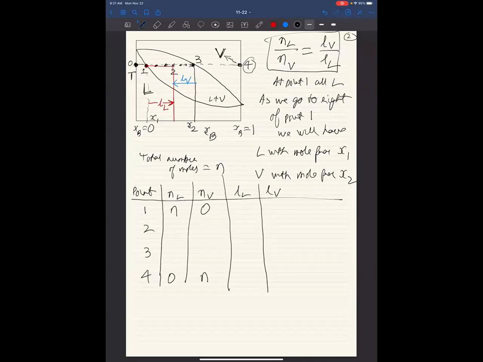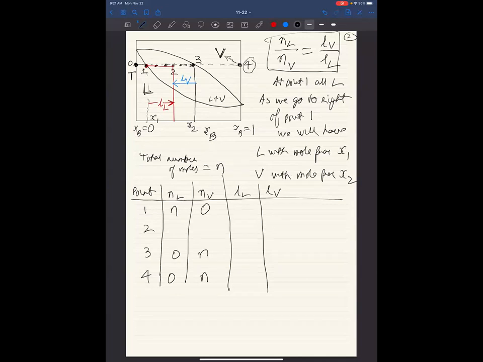Is point 0.3 really any different from 0.4 in terms of liquid and vapor? No, it's the same. Do you agree, Corina? Good. So 0.3 is still 0 and n, right? So 0.2 is the complicated point. That's where we need to figure out. At 0.2, what would you expect NL to be?